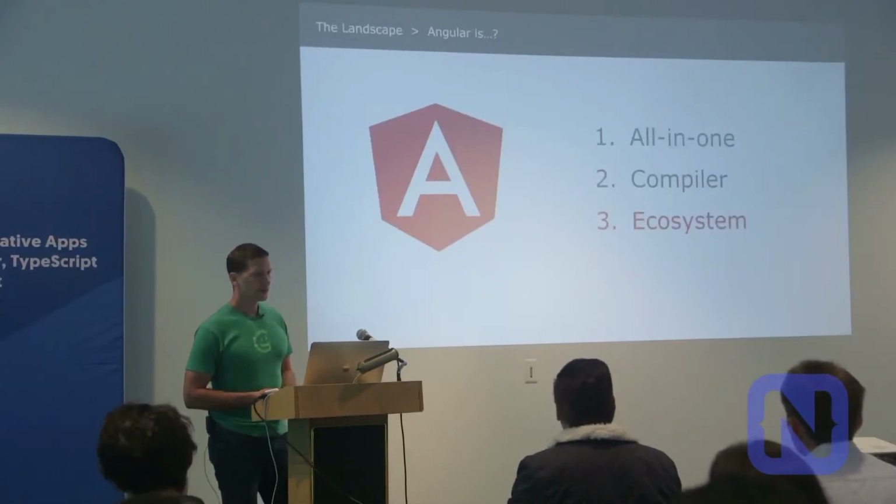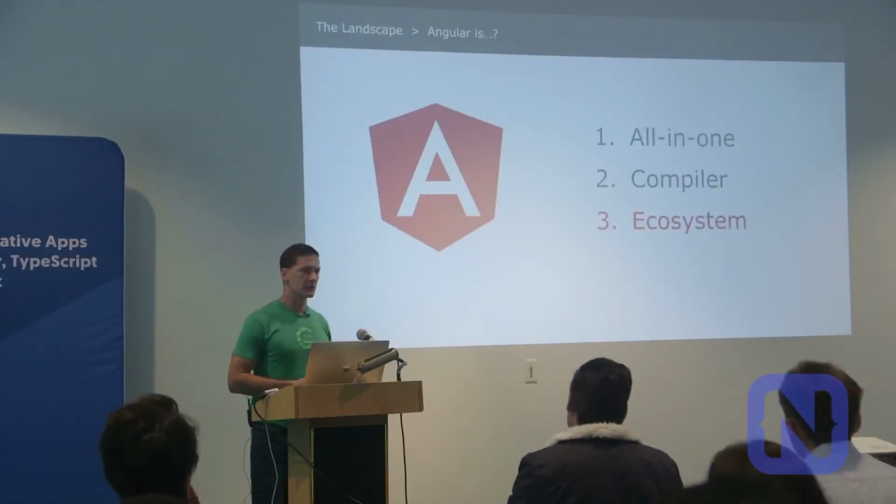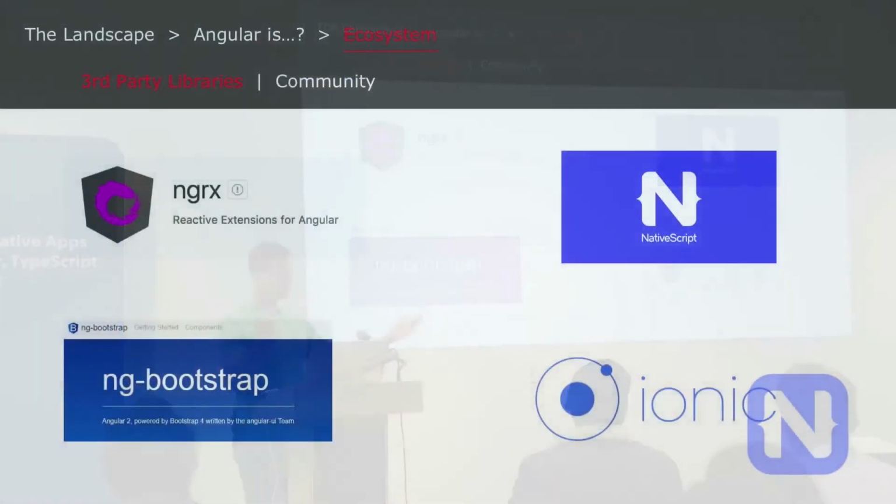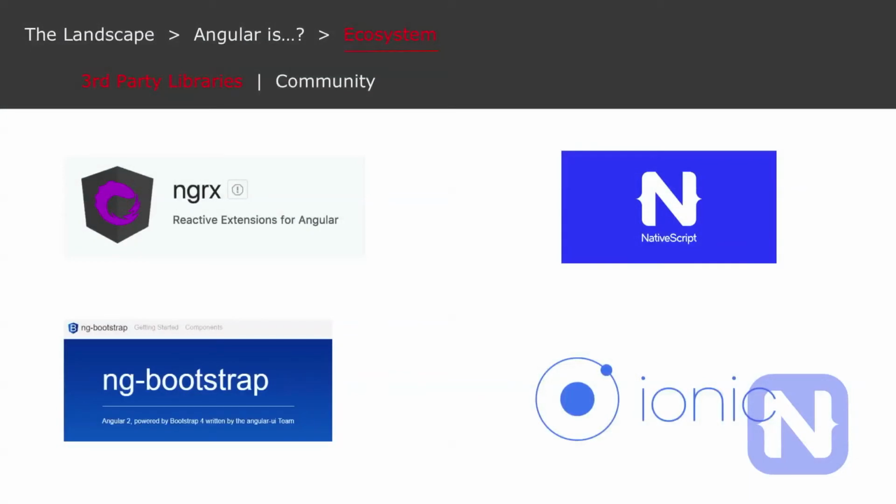Okay. And then finally, in terms of what Angular is, it's an ecosystem, which means kind of two things. It's third-party libraries, of which NativeScript is obviously a big one. Also, one interesting thing to note is NGRX. NGRX is a very popular state management library. It is a reactive Redux implementation. Definitely something you should check out if you haven't. It's very useful, especially when you're doing an app that is rendered on both the web and native. Using NGRX to manage your state is very useful.